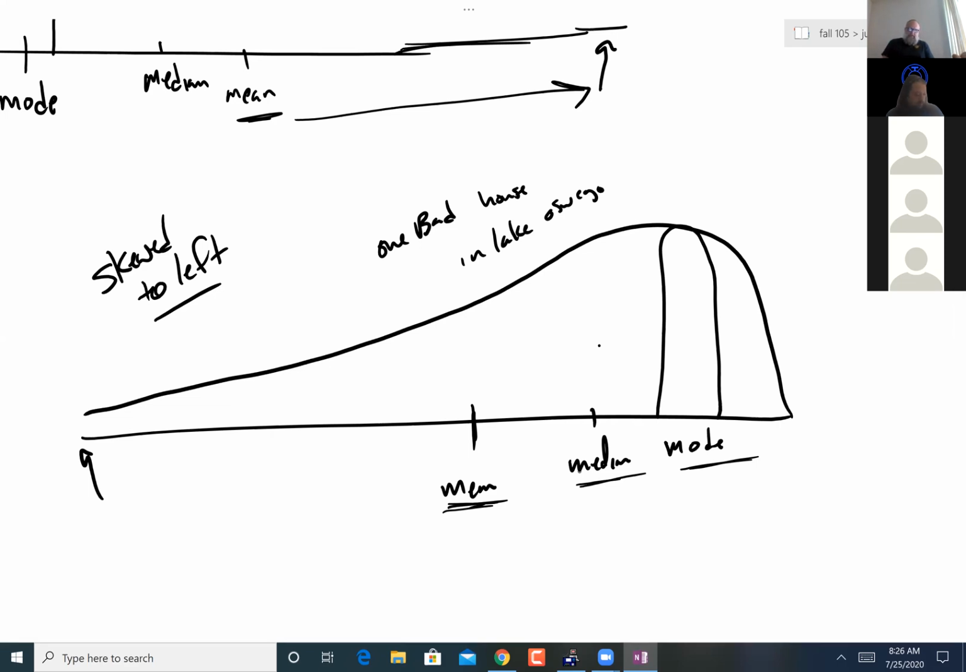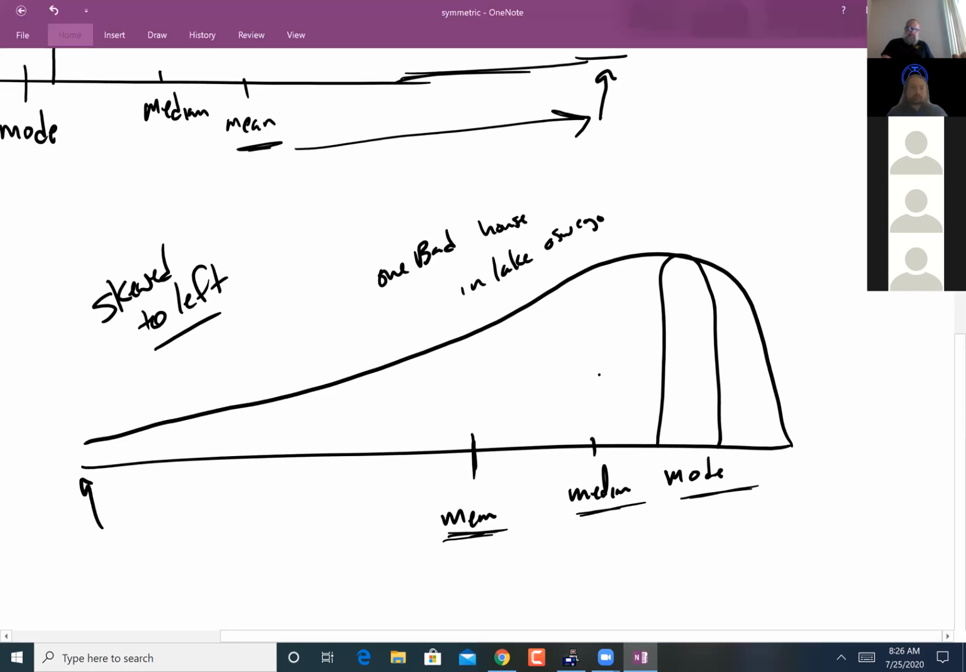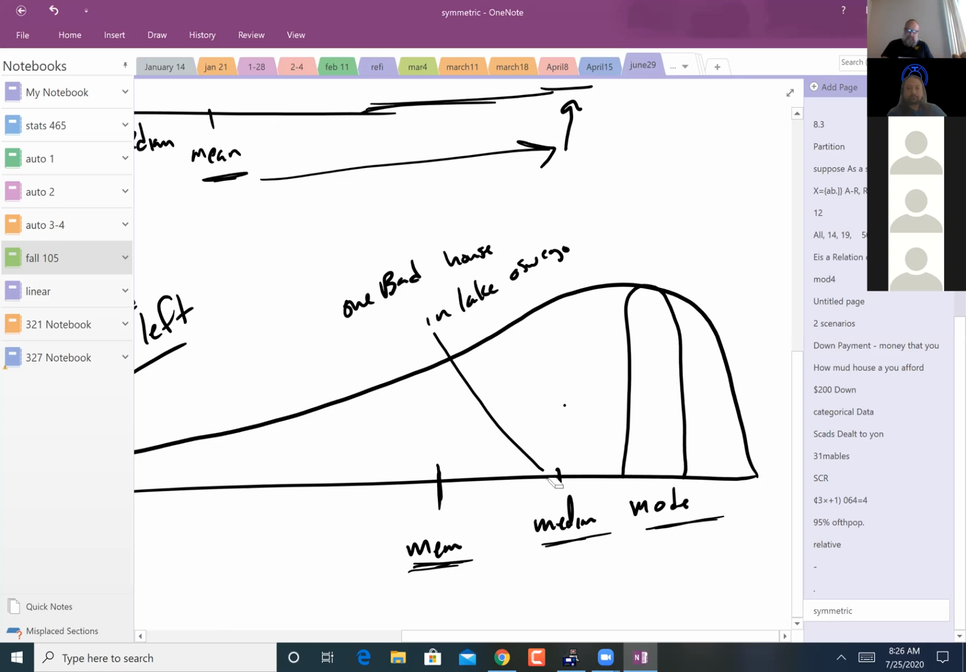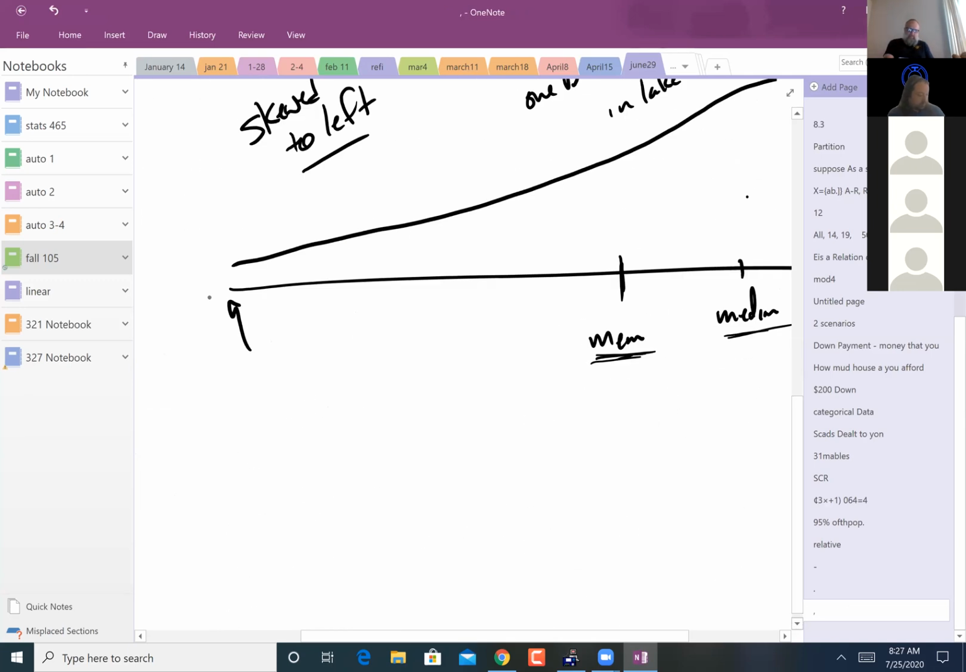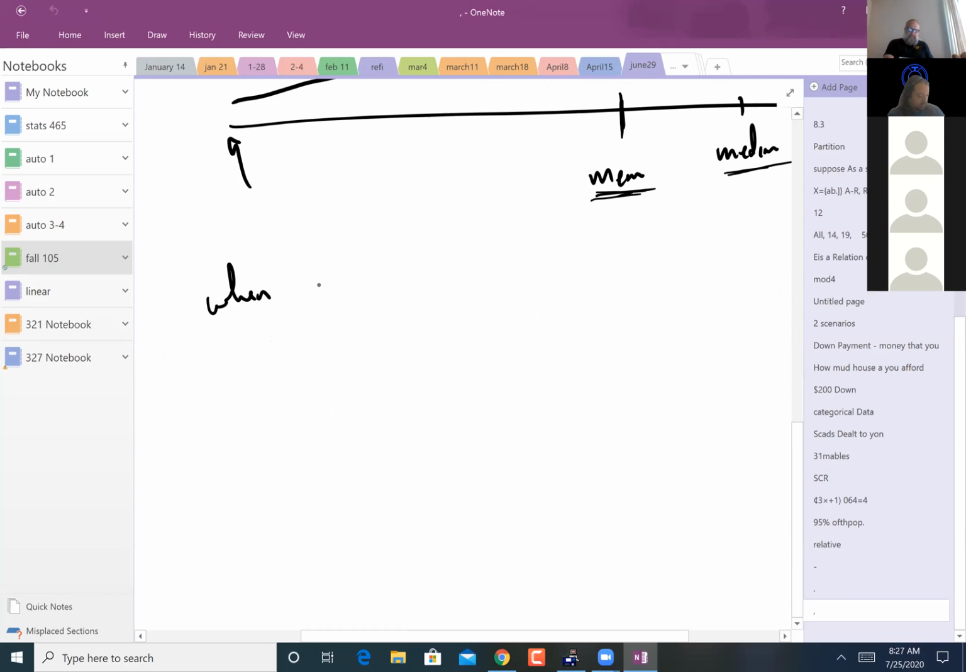So we'll see that. And so what ends up happening is when you have skewed data, like either this group or this group here, instead of using the mean, you should use the median to describe the center.